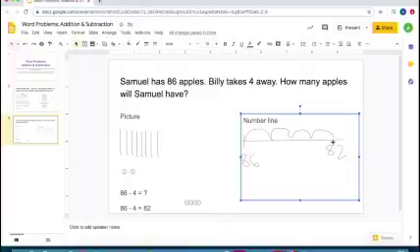Remember, when you're solving these word problems, you need to come up with some kind of visual in your head. You can use any of these strategies to help you solve the problems that you're going to be working on today, and the CGI problems that we work on each week.